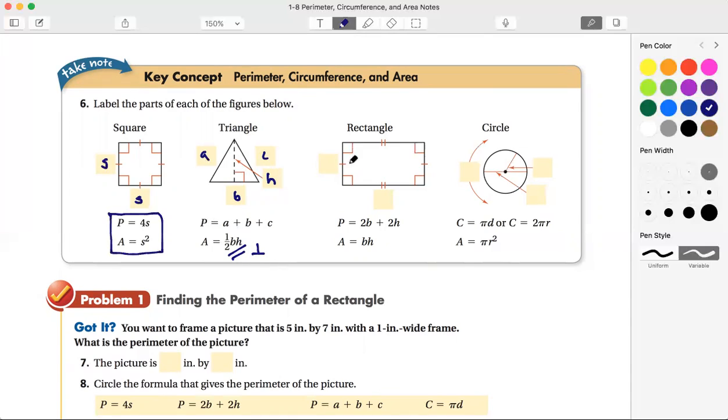All right, in a rectangle, we usually call one side the height and we usually call one the base. So the perimeter will be 2 bases because there's 2 bases, plus 2 heights because there's 2 heights, and the area is base times the height.